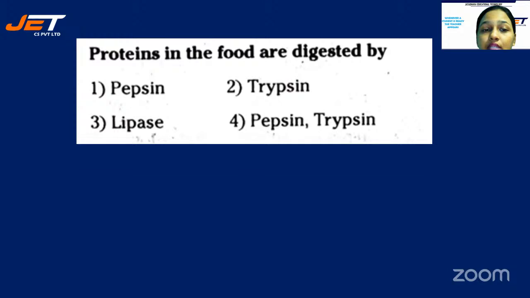Next question. Proteins in the food are digested by, and your options are number 1 pepsin, number 2 trypsin, number 3 lipase, or number 4 pepsin and trypsin both. These are very important questions, students. Please make a note of these questions. And you can always go back and watch the videos again and again of these questions if you forget the answers.